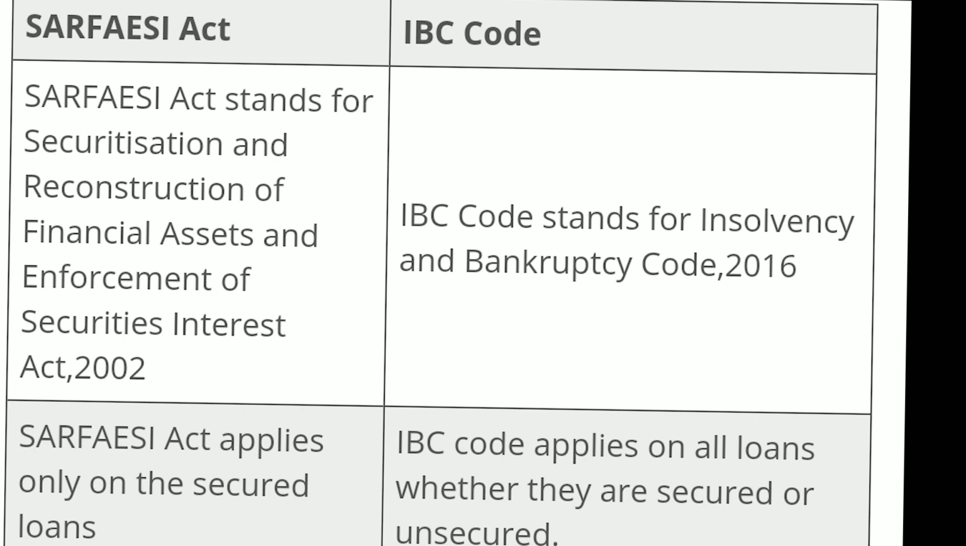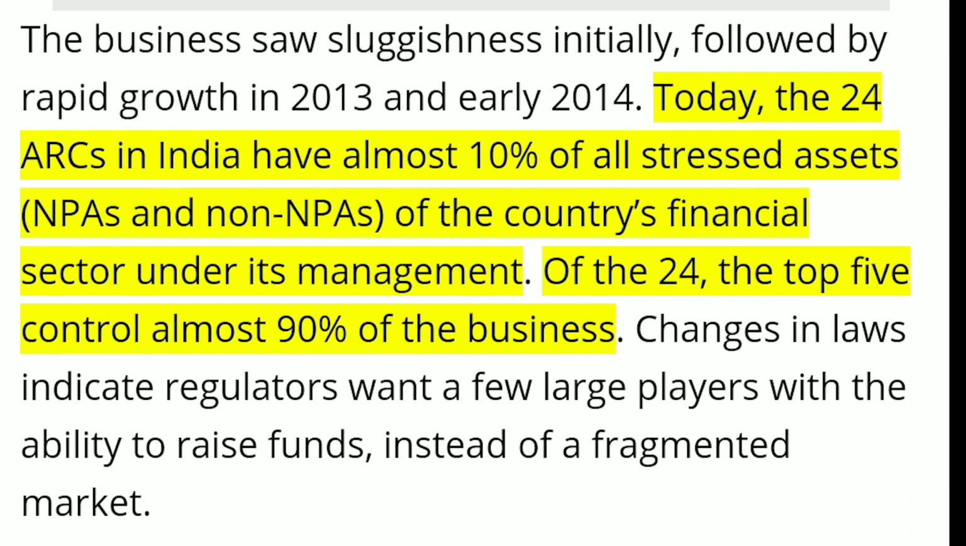Let's see some practical numbers. In India currently there are 24 asset reconstruction companies. These 24 asset reconstruction companies hold only 10% of the stressed assets, the non-performing assets, of Indian banks. Currently the RBI as well as the central government are giving proper guidelines relating to these asset reconstruction companies, the way they have to operate and the skills they have to possess in order to do efficient business. So that's a quick update on the practical scenario of the SARFAESI Act.